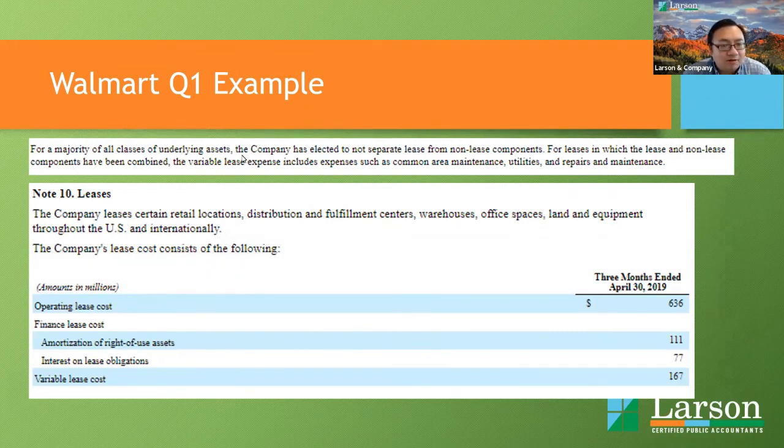Further up here, it talks about the practical expedient to not separate lease from non-lease components for all underlying assets here, which has a variable expense. So for leases in which lease and non-lease components have been combined, variable lease expense includes expense such as common area maintenance, utilities, and repairs and maintenance. And then here, the quantitative side, we talked about you have to disclose the operating lease costs, $636 million, the finance lease costs broken out between interest and amortization, and the variable lease costs.